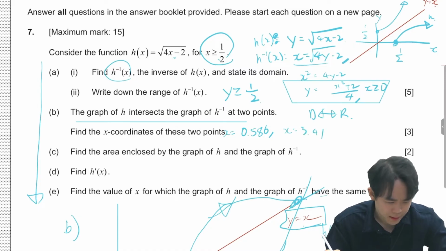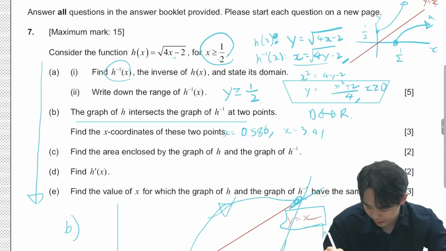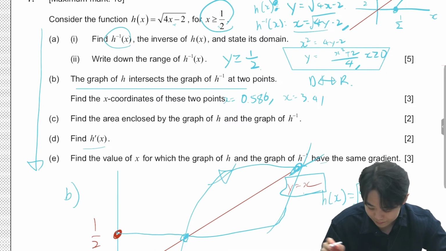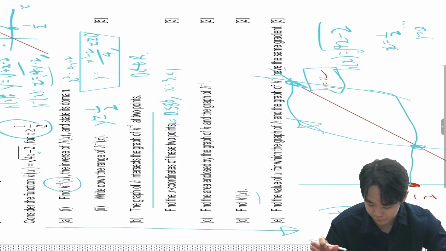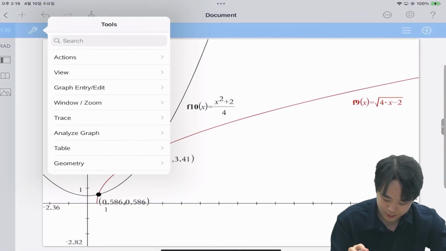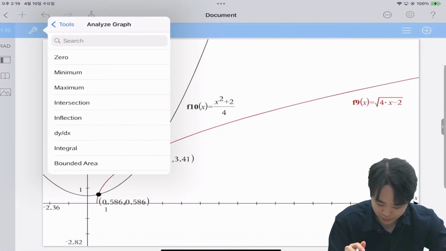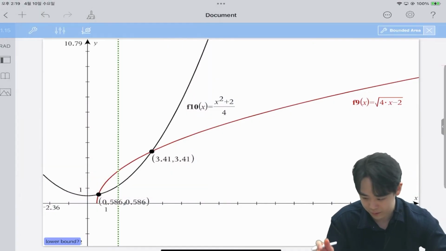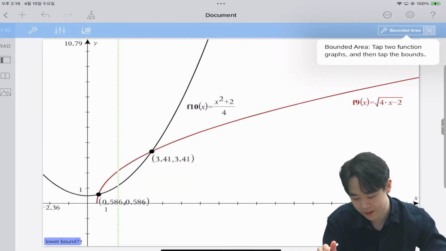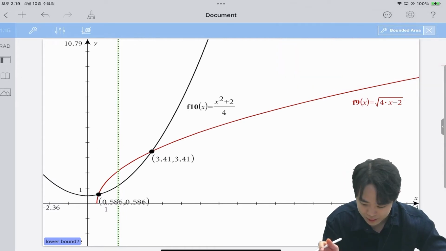Okay. Next, let's look at the area enclosed by these two graphs and then find h prime. And then when do these graphs have the same gradient? So first, the area enclosed can be done using the analyze graph, the bounded area between two graphs. If you look at the explanation here, tap two functions, then the bound. So we have the two functions.